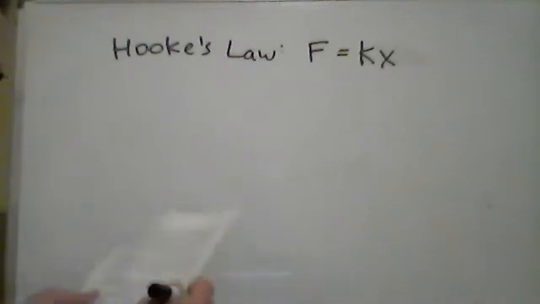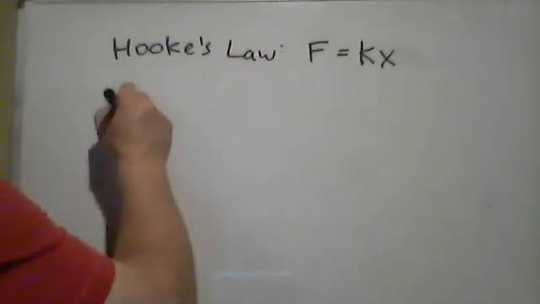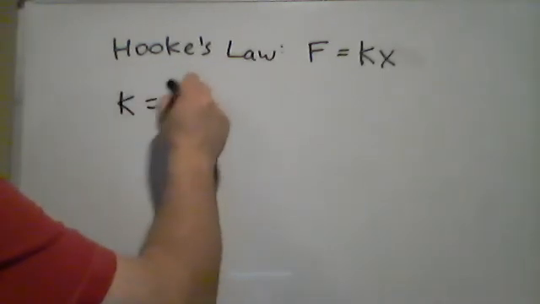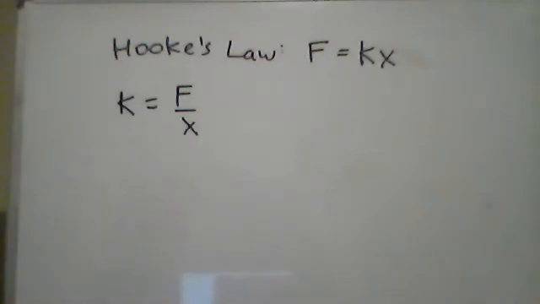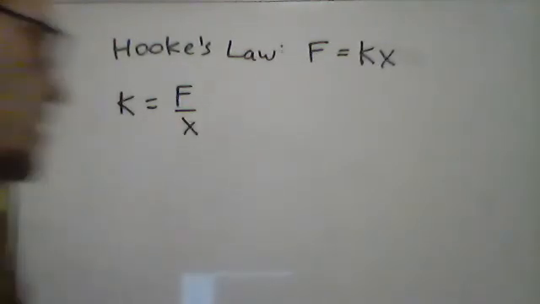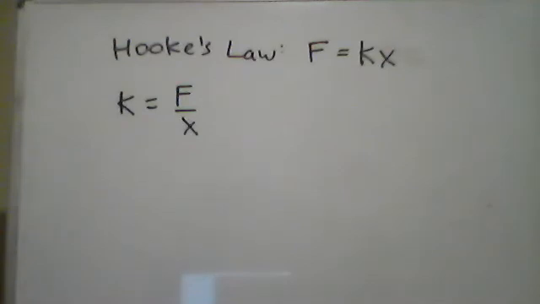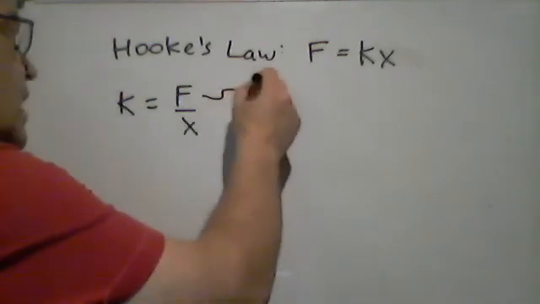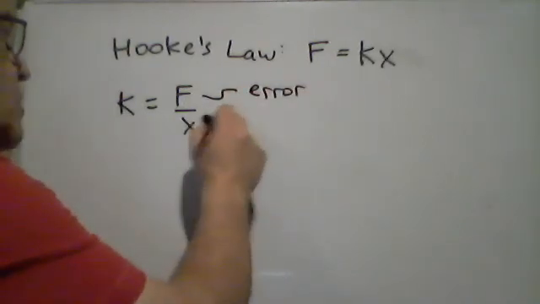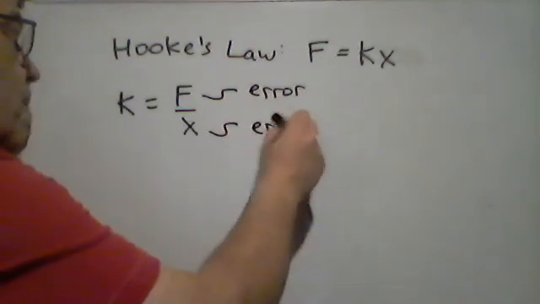All right. So you might think, well, I'm going to measure the force on a spring. I'm going to measure displacement, and I'm going to determine this spring constant K, and that's my spring constant. Well, there's a problem with that reasoning, and that is the force has error and the displacement has error.